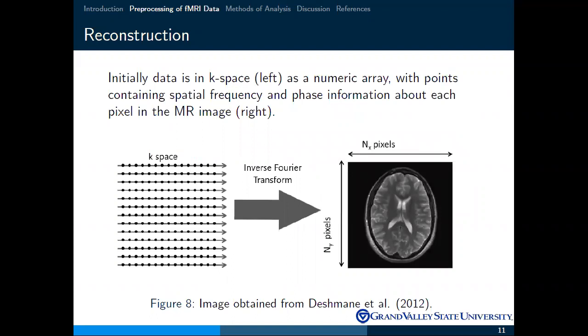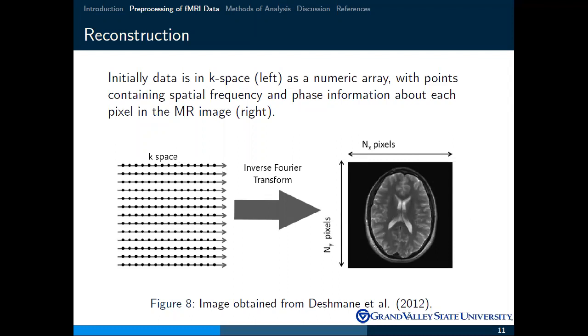So talking about pre-processing of fMRI data, or data cleaning is one way to think of it, to get it ready for analysis and visualization. One of the first steps that we need to do is to convert the data from the frequency domain, which in neuroimaging is referred to as K-space, into the time domain, which is the more traditional realm, so to speak, in which we analyze data.